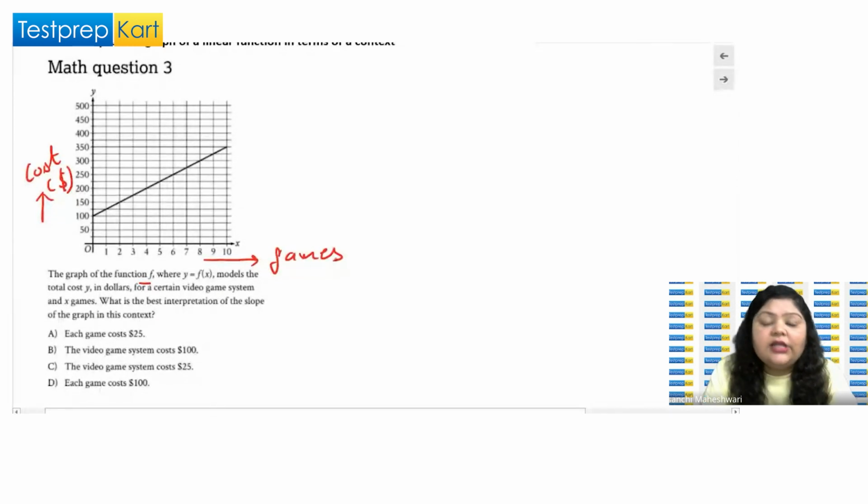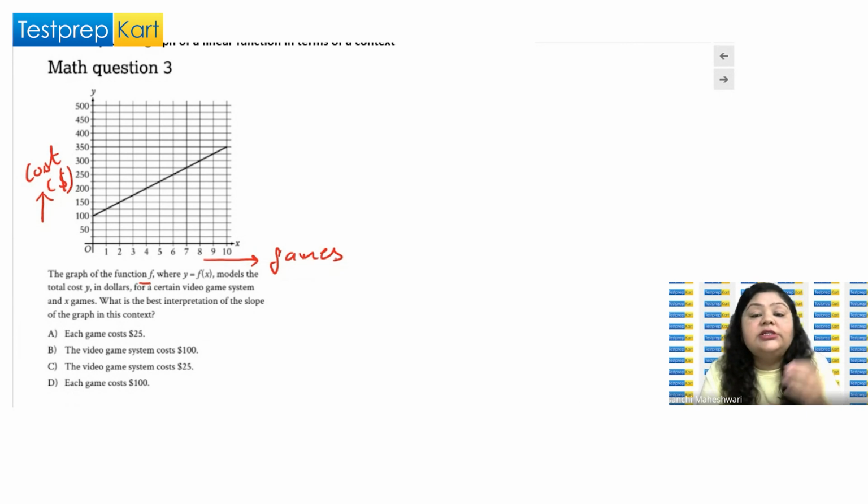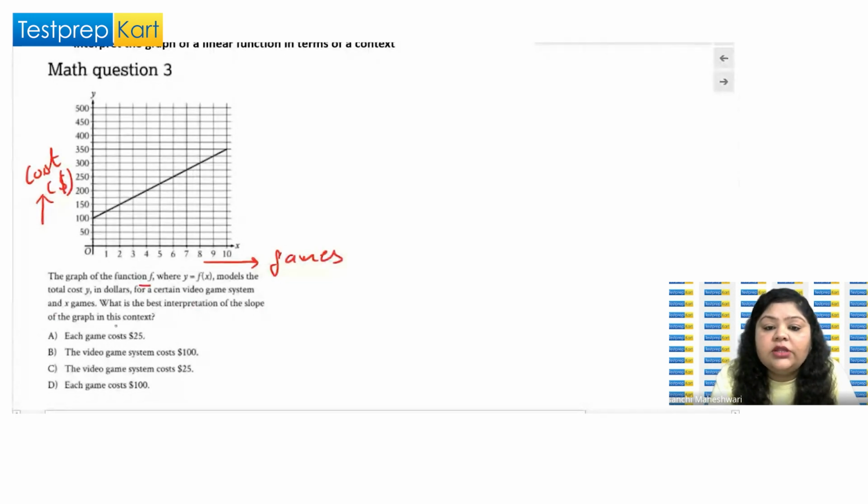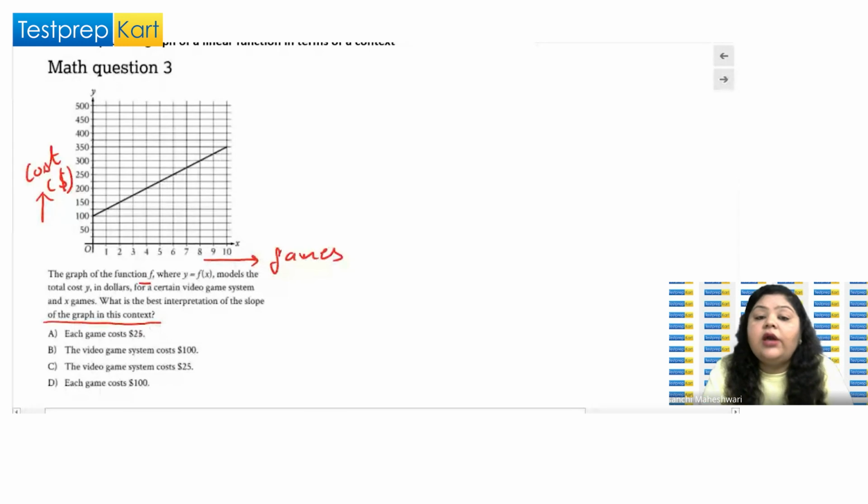Is it clear what this graph is representing? On the y-axis, the total cost of the video game has been given to you, and on the x-axis, the x games are given to you. Now have a look. What is the best interpretation of the slope of the graph in this context? They are asking for the best interpretation of the slope of the graph, so here I'm going to put down some stars that it is asking for the slope.